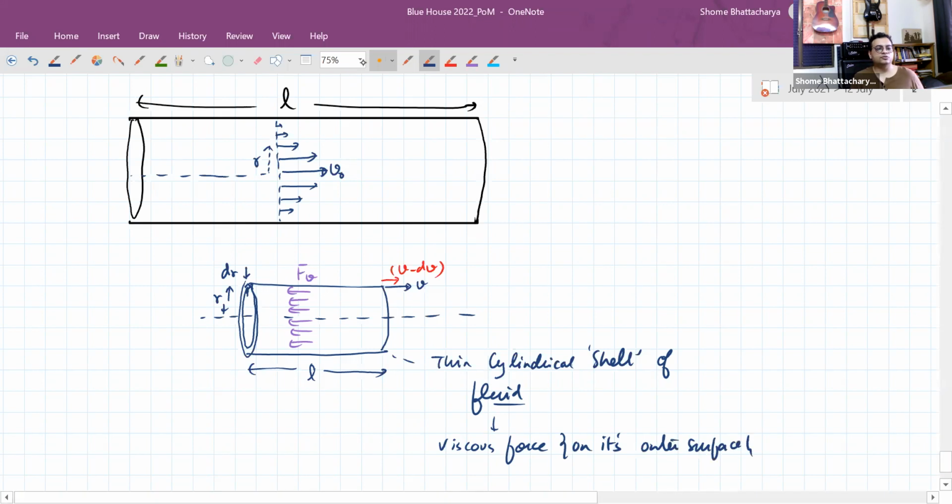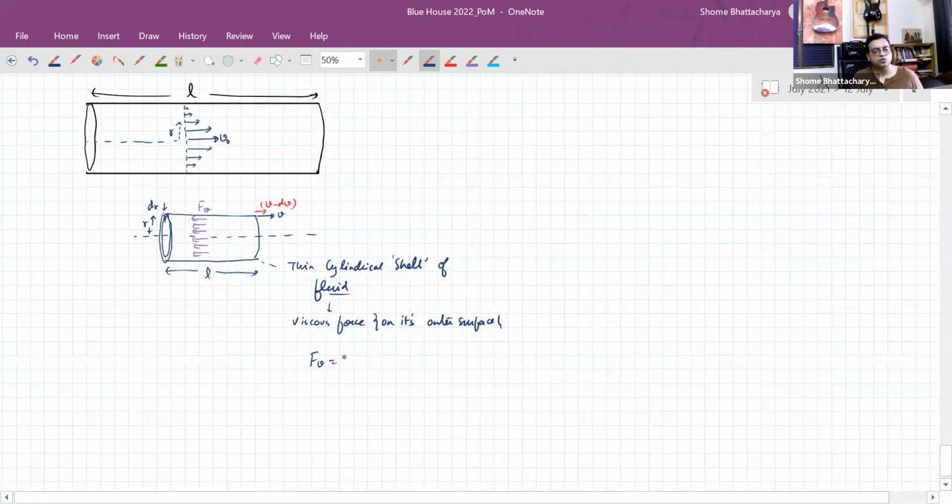So remember the formula for viscous force in laminar flow of liquid. The viscous force is equal to coefficient of viscosity into the area. Now that surface area will be how much? It will be 2 pi r L. This is the surface area of contact, into the magnitude of the velocity gradient.